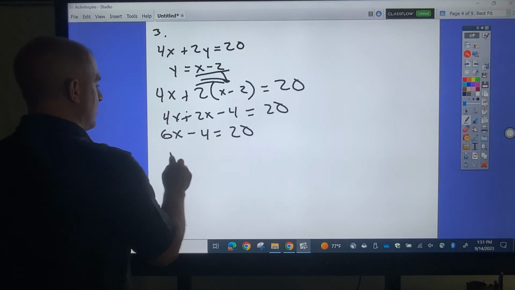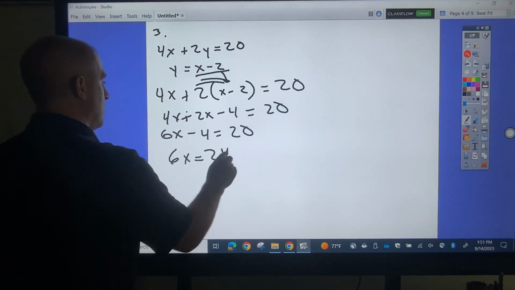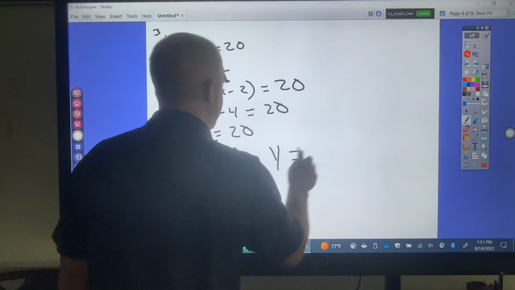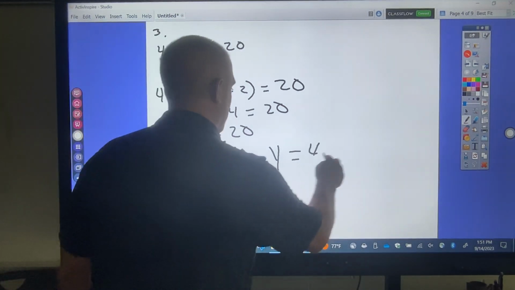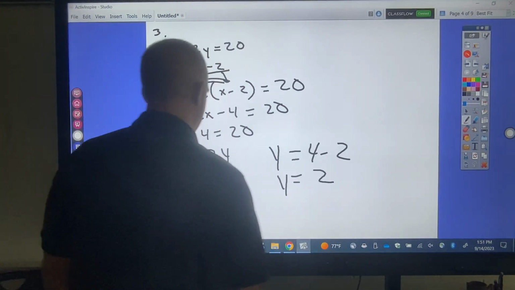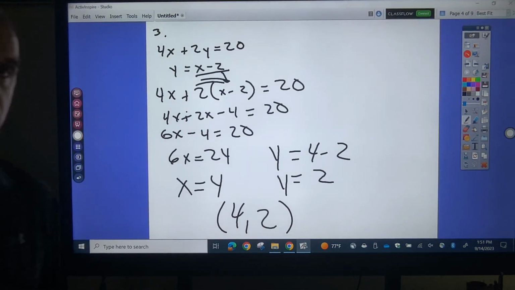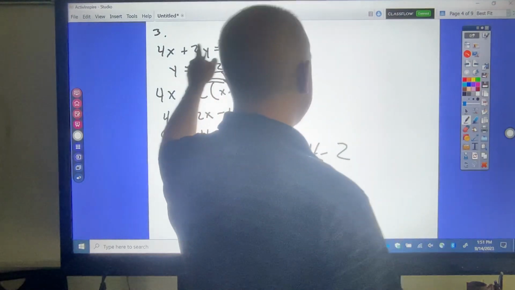Add 4 over to the other side, so 6x equals 24. X equals 4. Then I want to put that 4 back in where x is. 4 minus 2, y is 2. My answer is (4, 2). You could do that by elimination if you wanted to. You'd have to move some things and multiply.